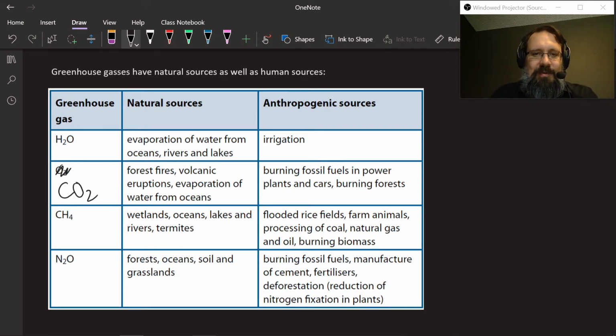So let's just look at this real quick. This is listing natural sources and then anthropogenic sources. So anthropogenic, does anyone know what that means? Created by humans? Yes, that's created by humans. So I want you guys to just look at this for a minute, look at both sides, and then just shout out anything interesting that you noticed.